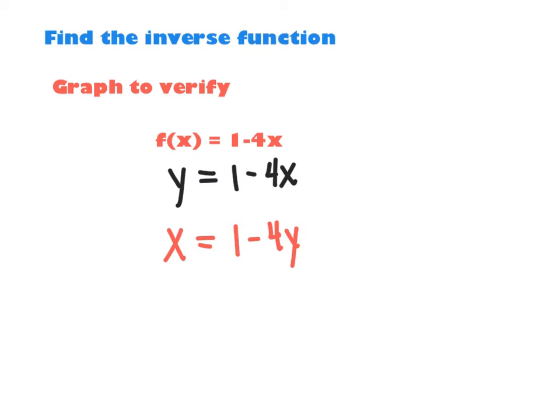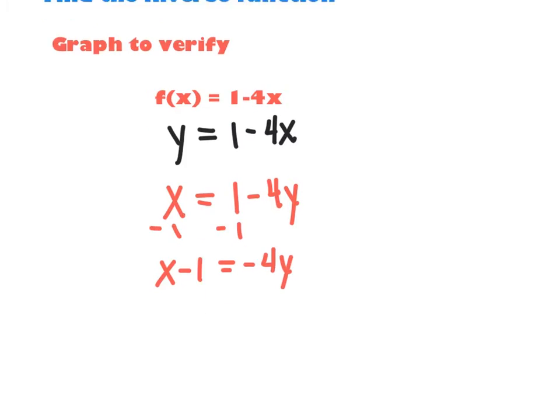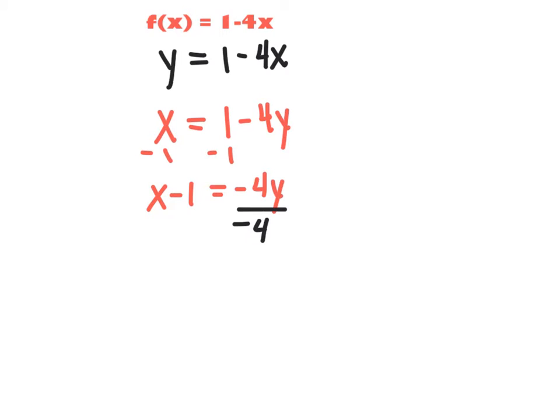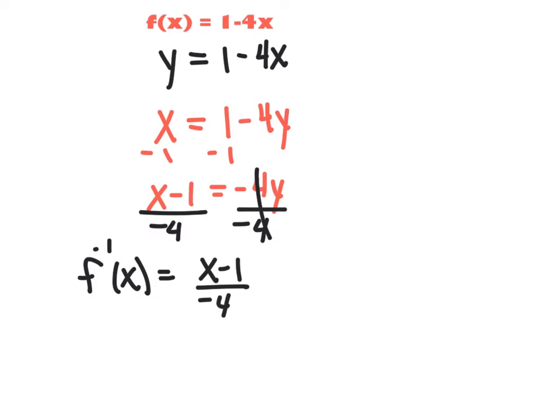So what would you do first to get y by itself? Hopefully subtract the 1 over. So I'm going to say x minus 1 equals negative 4y. And then, of course, just divide both sides by negative 4. So my inverse, f inverse of x, is equal to x minus 1 over negative 4.